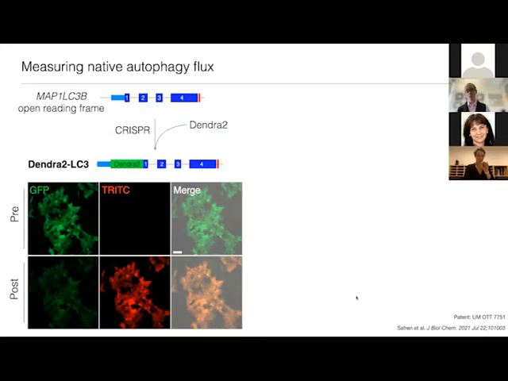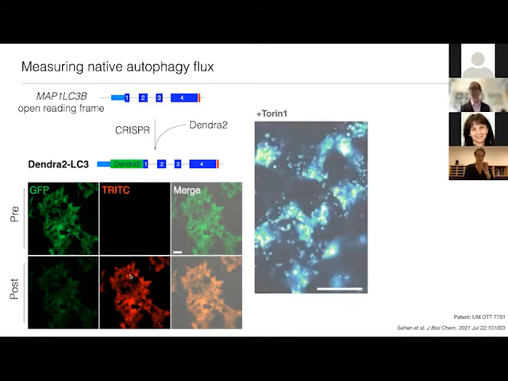To really make this into an accurate reporter, we didn't simply want to overexpress it, because overexpression can itself modify protein turnover pathways. So we took advantage of CRISPR-Cas9 to knock in Dendra2 into the LC3 locus. We were able to verify that we do in fact get labeling of LC3 by immunoblotting and by sequencing. Importantly, it's photoconvertible, just as we mentioned.